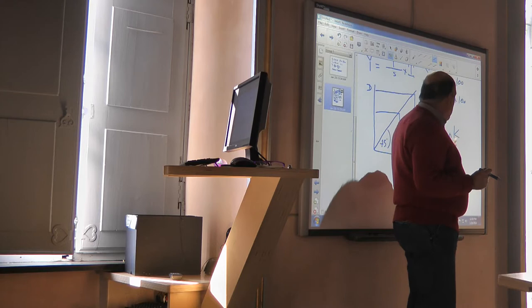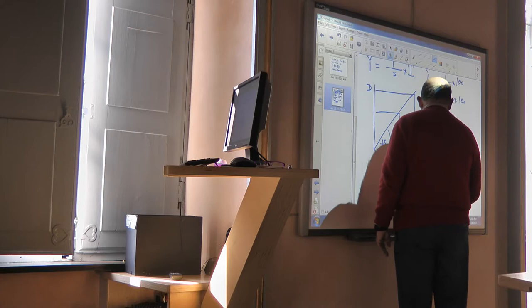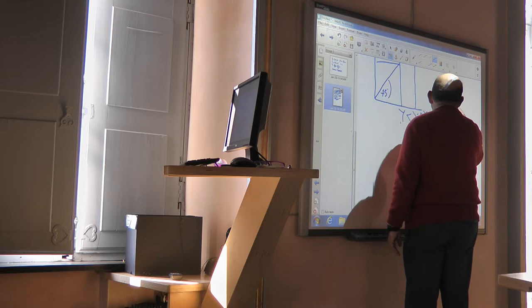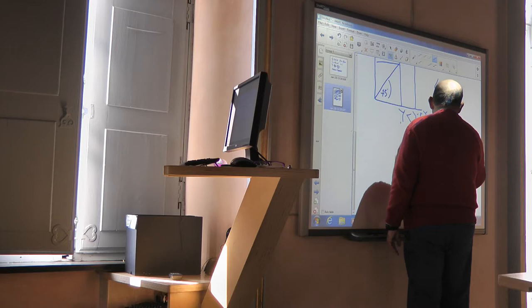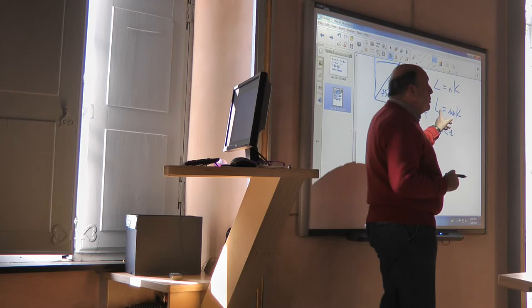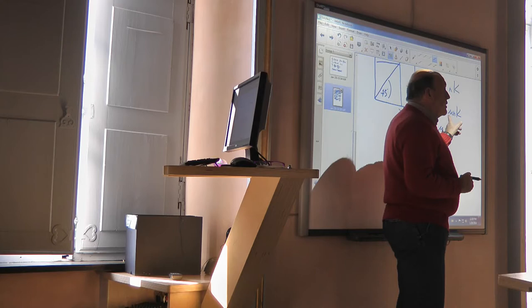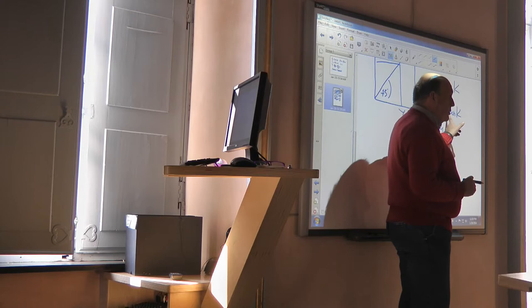So this is employment. But what if I write L equals U times N times K, where U is less than 1? What is U? U is unused capacity. Okay? Or actually, U is the rate of capacity utilization.